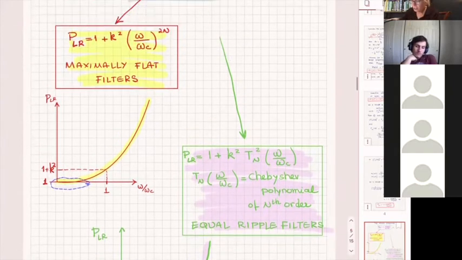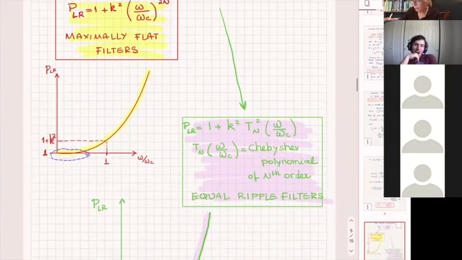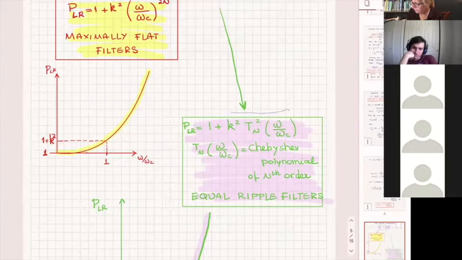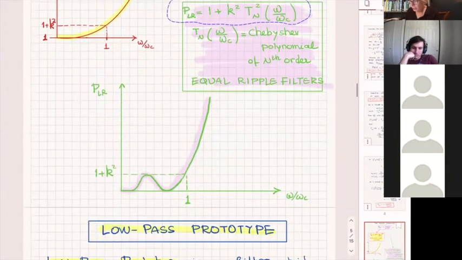And then if you change the formula for your PLR, which is like here, and you introduce what we call the Chebyshev polynomial, you don't need to know much about the Chebyshev polynomial per se, but you just need to know that by making that change in the second term of your insertion loss ratio, practically you are able now to create that ripple here.